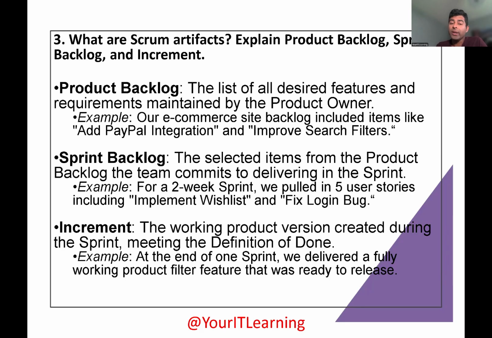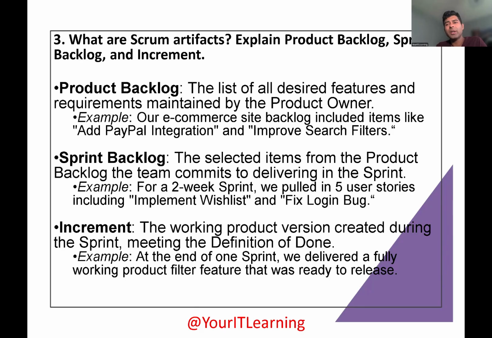Increment, the working product version created during the sprint, meeting the definition of done. Example, at the end of the sprint, we deliver a fully working product filter feature that was ready to release. So in every sprint, we work on small user stories. The user stories have story points. The story points are 1, 2, 3, 5, 8, 13.